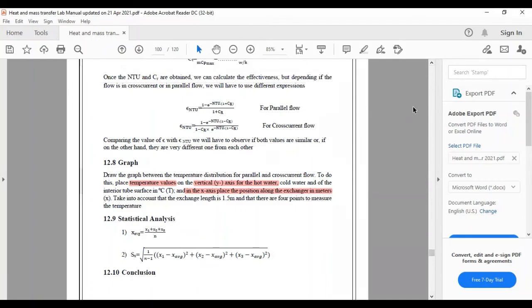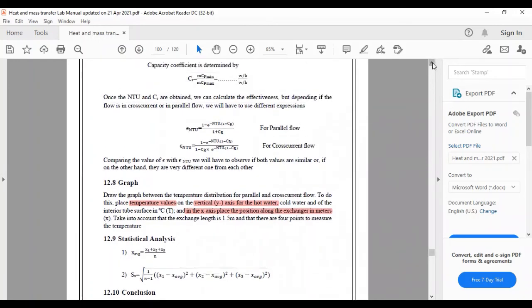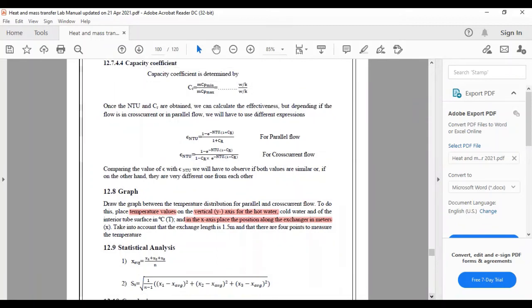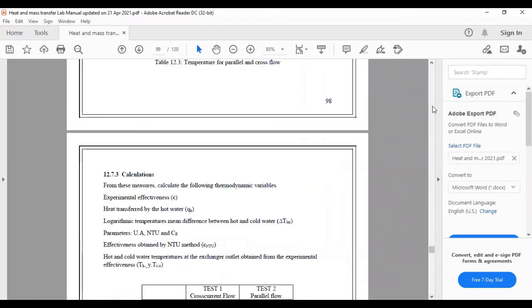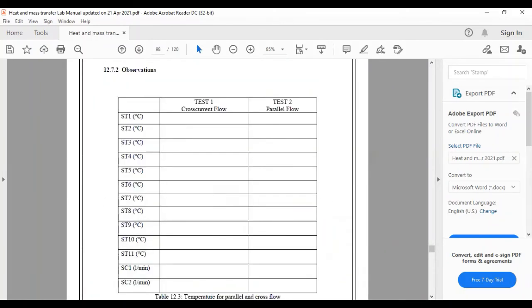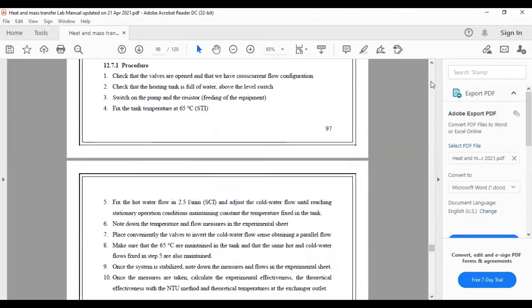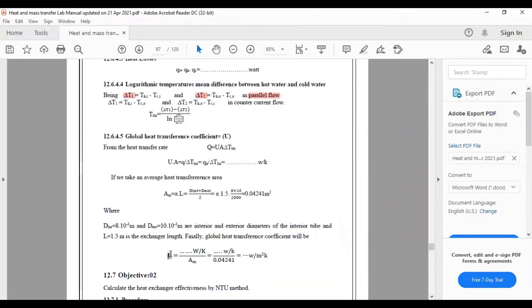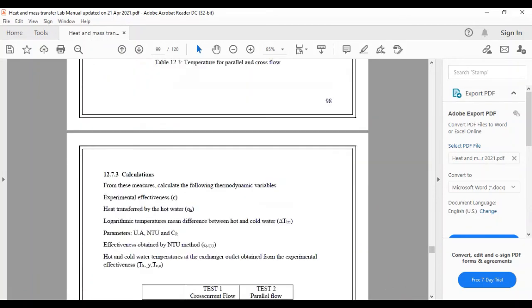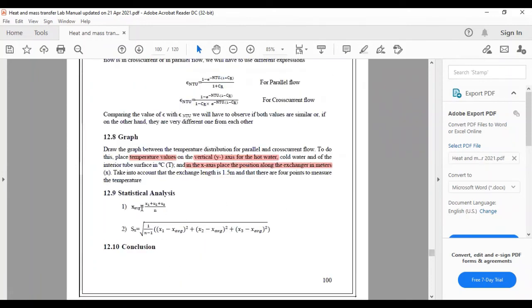In statistical analysis, if we have got three to four sets of values, for example in objective 1, we have got the global heat transfer coefficient U. There were four sets of readings, so we will get four values of U, and we will perform the statistical analysis on this U. We will write here the U average, that is the sum of U1 plus U2 plus U3 plus U4, because we have computed four values, divided by N, the number of observations. These are four here, so we will get the average value of U.